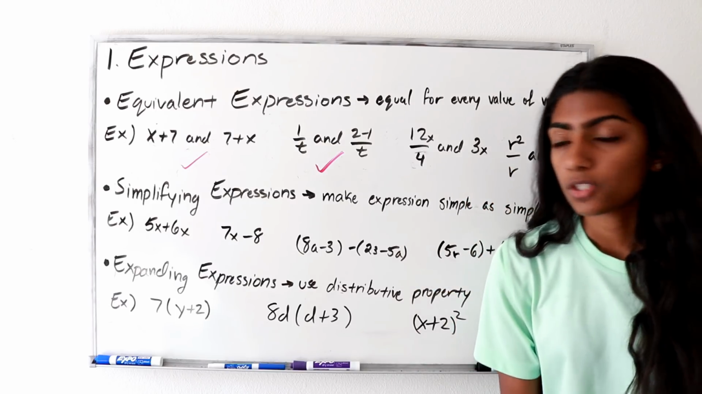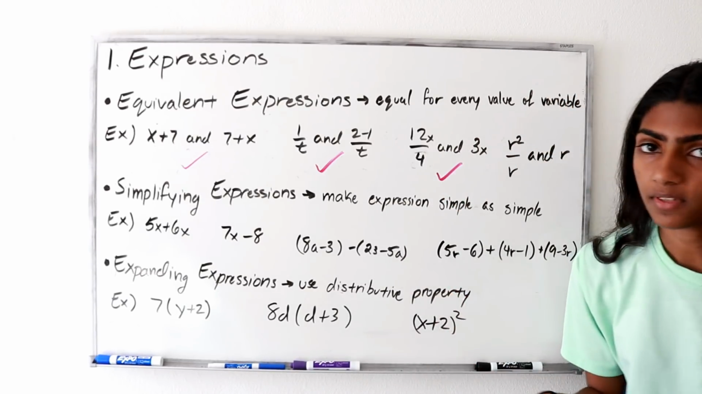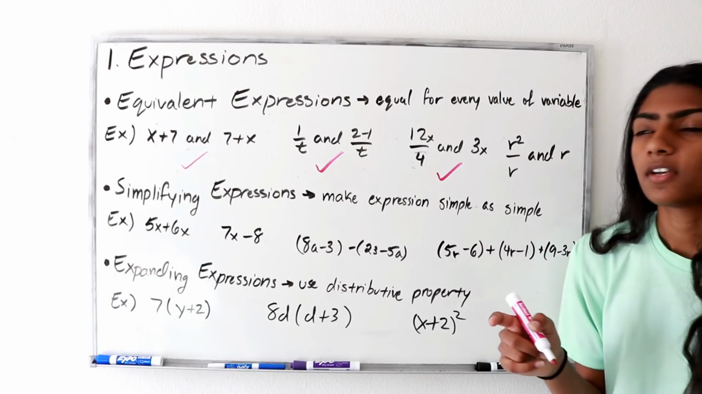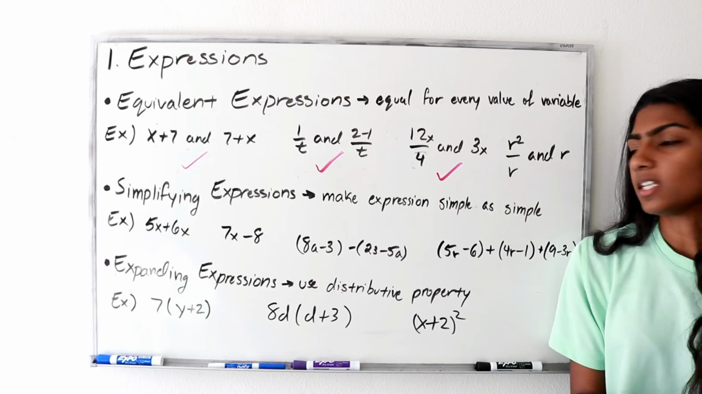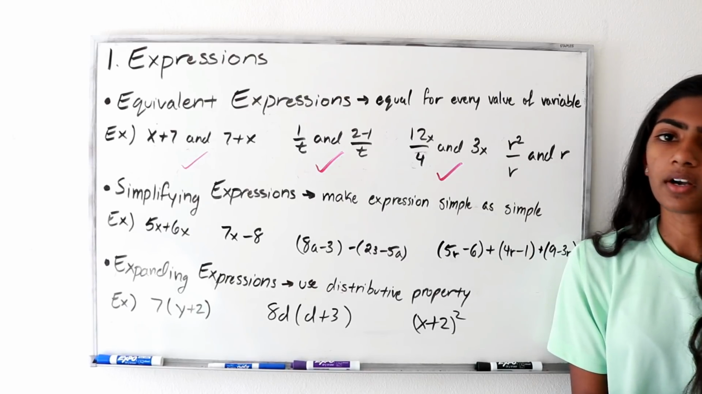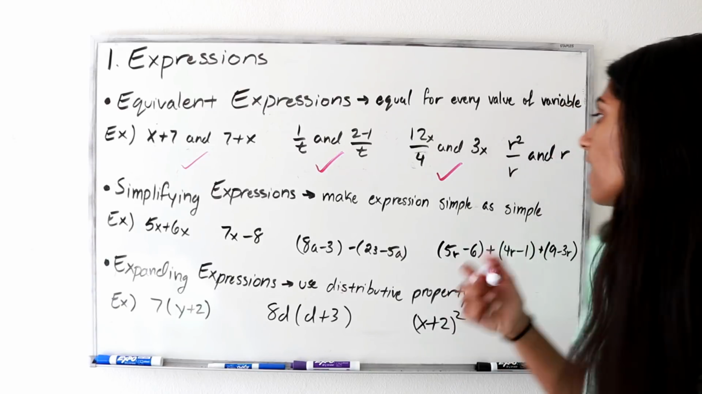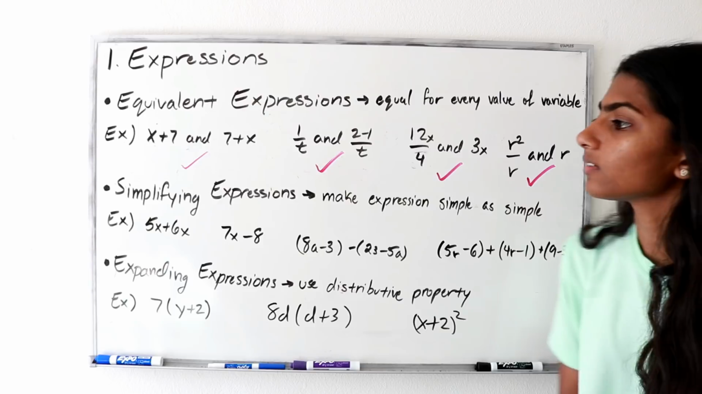And we know that those two values are equivalent, and we can try that for every single number, and we know that they'll still be equivalent. Finally, r squared over r and r. So let's think of a number for r. Let's say 4. So 4 squared, which is 16, divided by 4, is going to equal 4. And r is just going to be 4. So 4 and 4 are equivalent. And we can do that for every single number and still find out that they're equivalent.